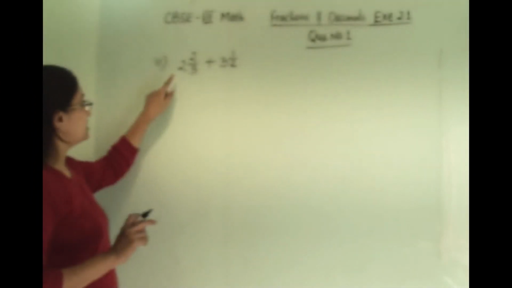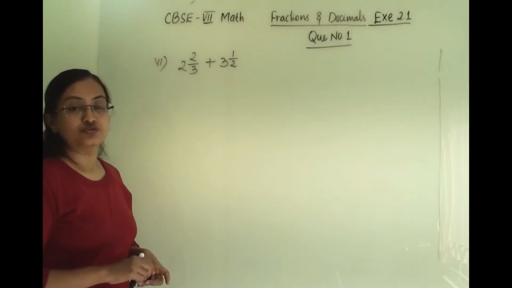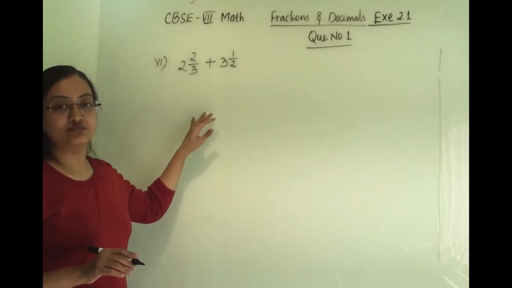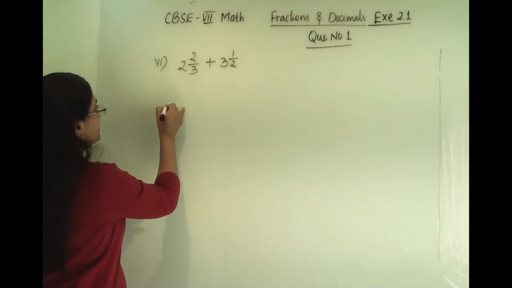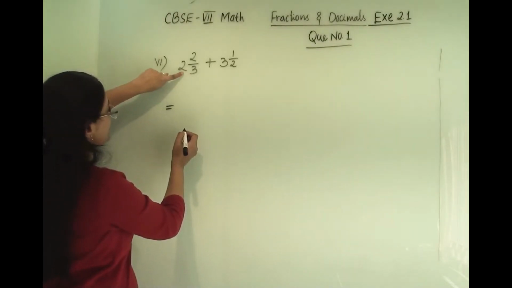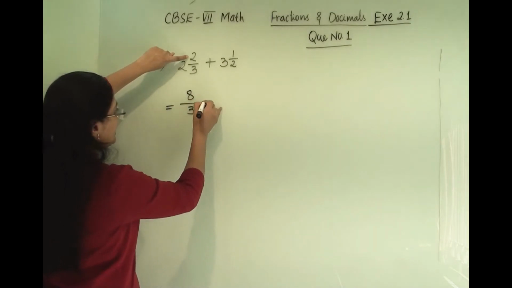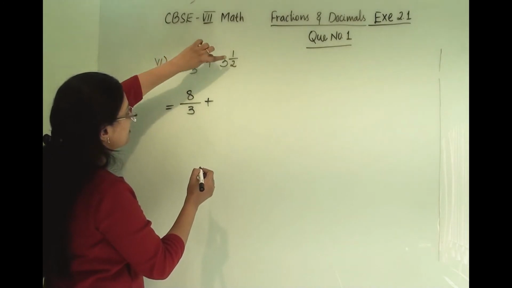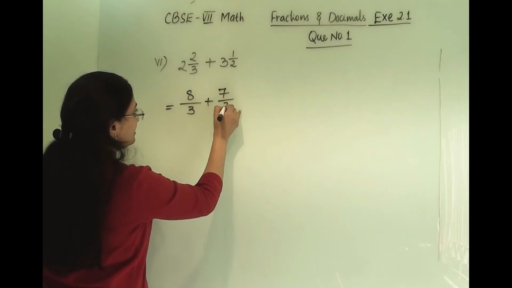The next numerical is 2 2 by 3 plus 3 1 by 2. So they have given us mixed fractions. So this sum is in mixed fractions. First we have to convert them into improper fractions. So 2 into 3, 6 plus 2. So it is 8 divided by 3, plus 3 into 2 plus 1, so 6 plus 1. So it is 7 divided by 2.